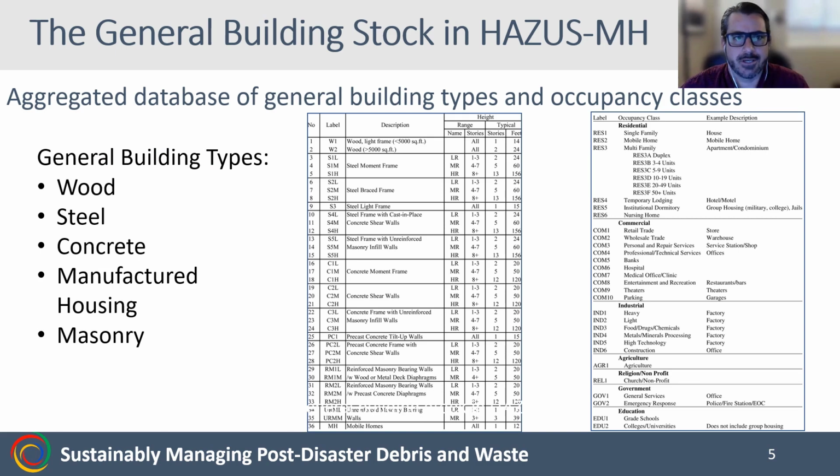The general building stock in HAZUS-MH includes all residential, commercial, and industrial infrastructure in a given region of interest. This data is classified by material type and occupancy class. The general building material types are first aggregated into 5 primary categories, including wood, steel, concrete, manufactured housing, and masonry. The specific material types can be expanded into 36 distinct categories, as summarized in the table presented in the middle of the slide. In addition, approximately 33 occupancy classes have been defined in HAZUS and are shown in the table to the right.